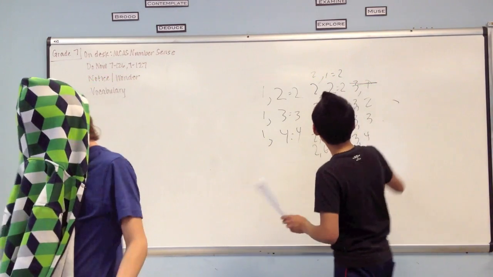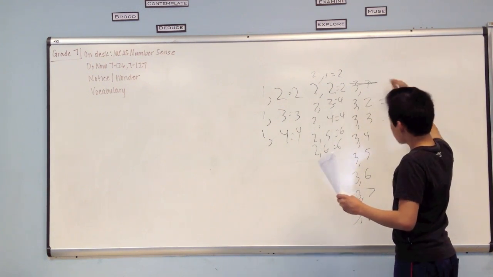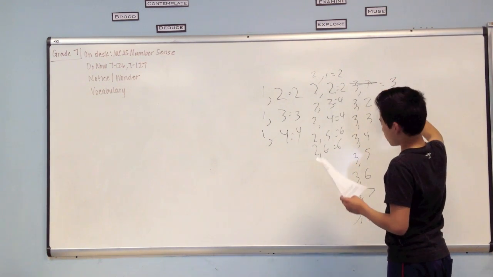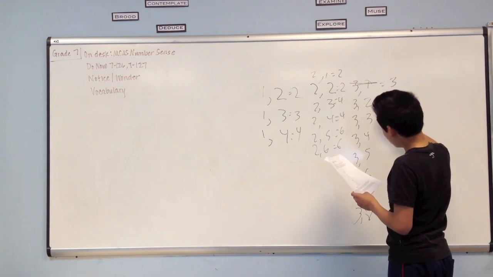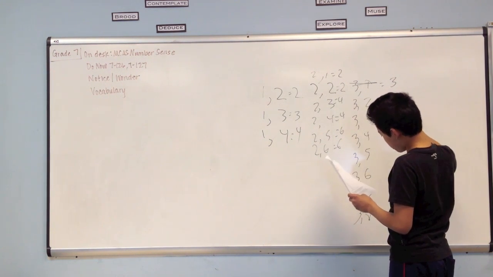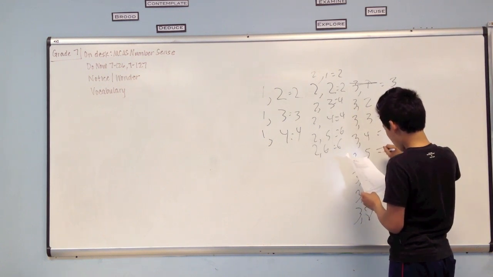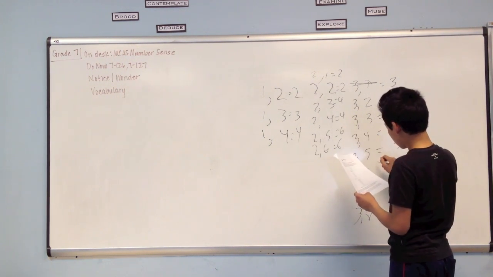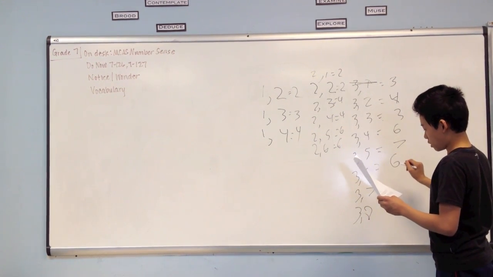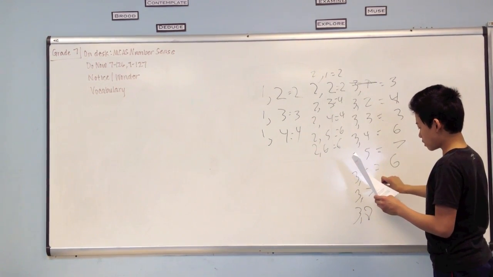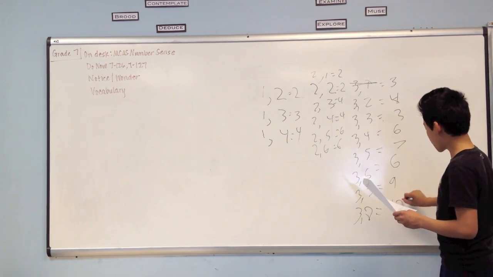So 3 by 1 would be 3, and so then 3 by 2 would be 4, 3 by 3 would be 3, and 3 by 4 would be 6, 3 by 5 would be 7, 3 by 6 would be 6. So when it goes 3 by 7 like that, it would be 9, and 3 by 8 would be 10.